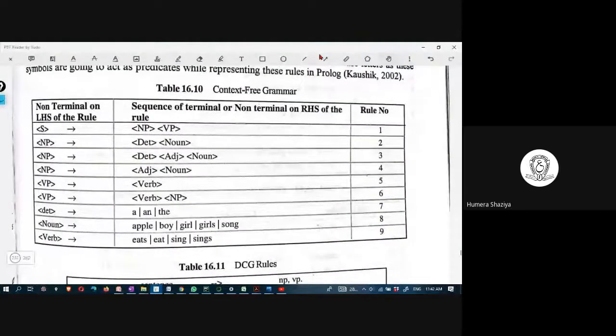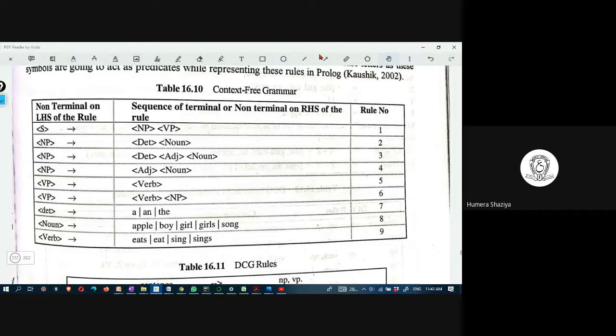Here is an example. This is a non-terminal on the left-hand side of the rule, and this is a sequence of terminals or non-terminals on the right-hand side of the rule. S is defined as NP, VP: noun phrase, verb phrase. NP is defined as determiner, noun. Here you see rule numbers have been assigned. Noun phrase could be determiner, adjective, noun. Noun phrase could also be adjective, noun without a determiner.